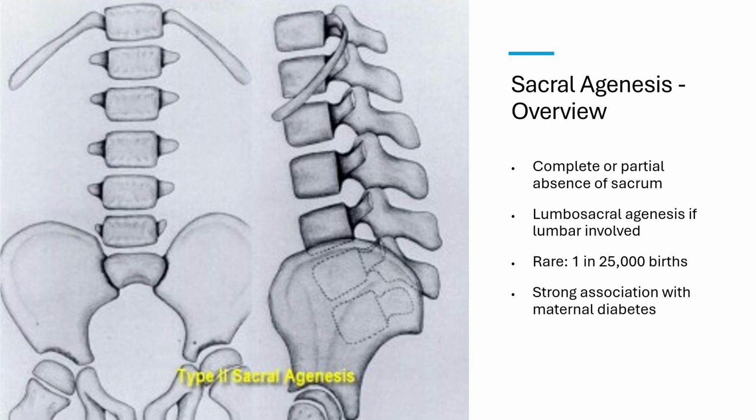However, the strong association with maternal diabetes creates a teachable moment about the importance of prenatal care and glucose control during pregnancy. When you understand that poorly controlled maternal diabetes during early pregnancy significantly increases the risk of sacral agenesis, you begin to appreciate how systemic maternal conditions can profoundly influence fetal development. This connection underscores why optimal prenatal care extends far beyond routine monitoring to include careful management of maternal medical conditions that can affect embryonic development.